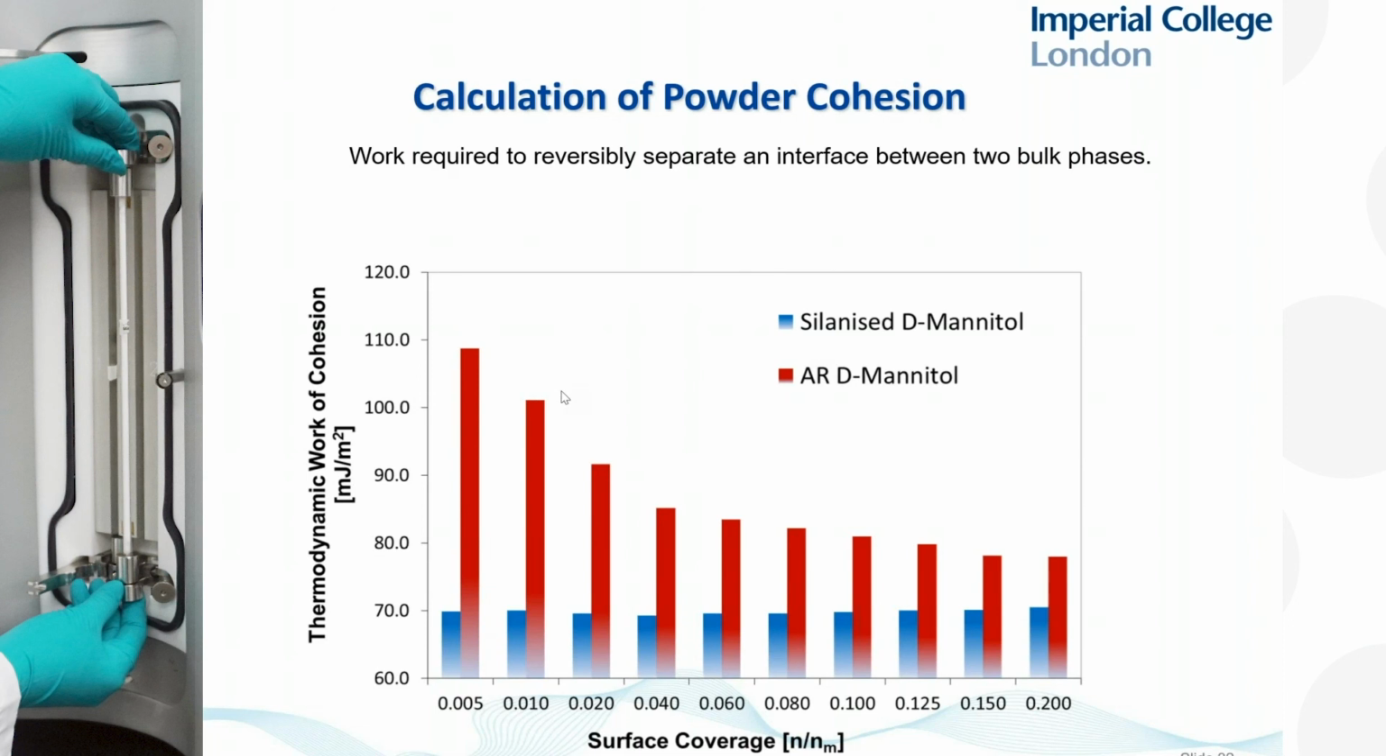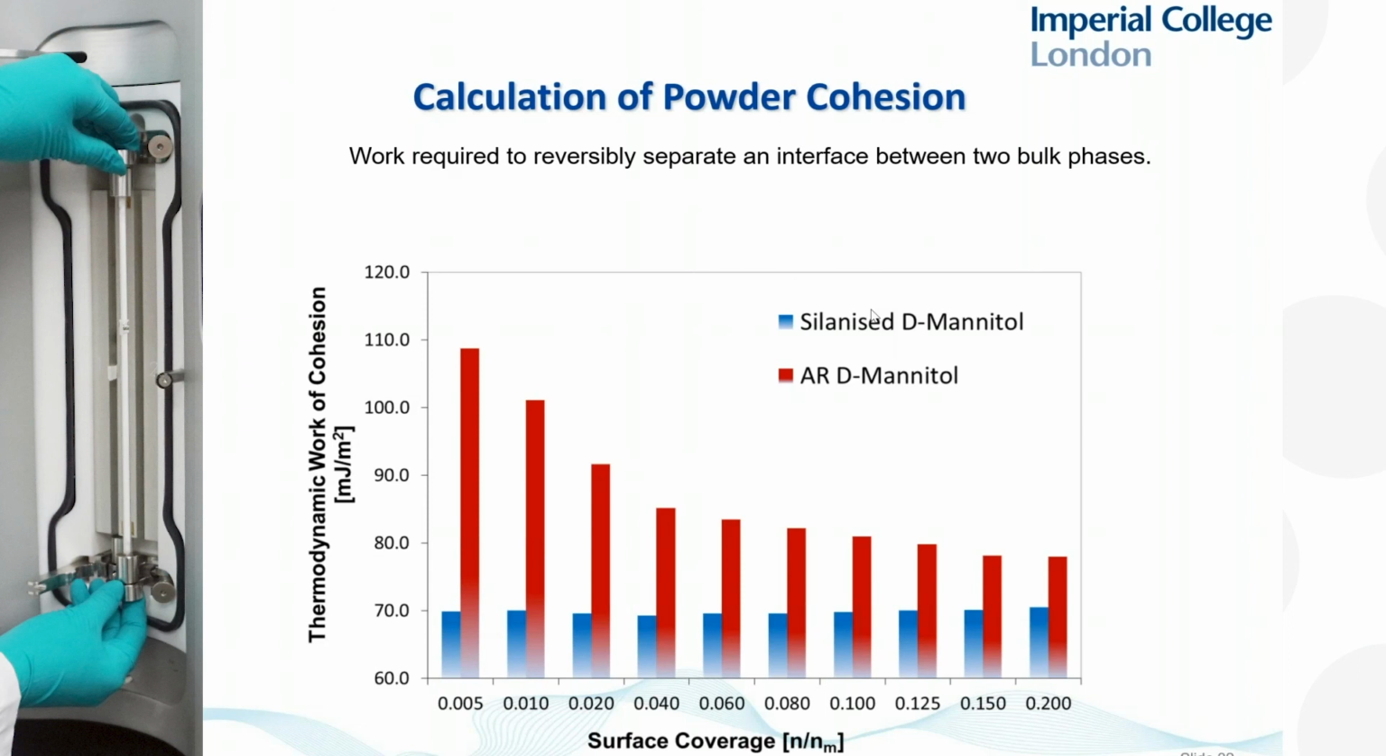So let's now see, this is the predicted adhesion, and what it says here is that the as received mannitol is stickier effectively than the silanized mannitol materials. And do remember, these particles are all the same size, same shape, same density.